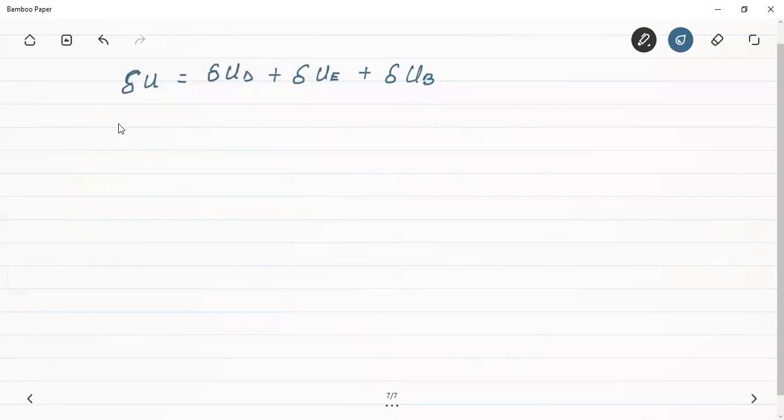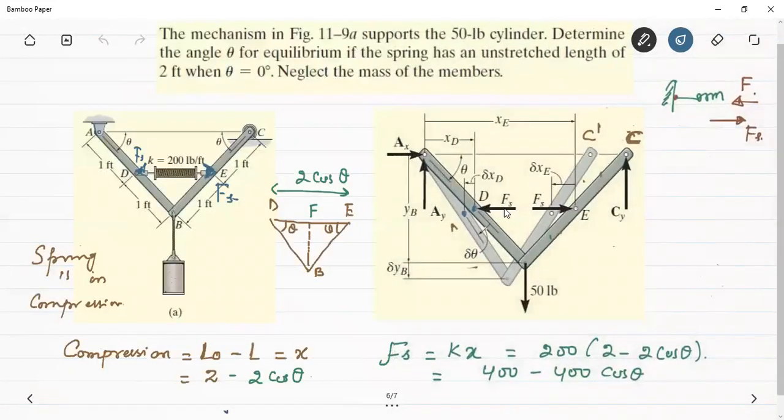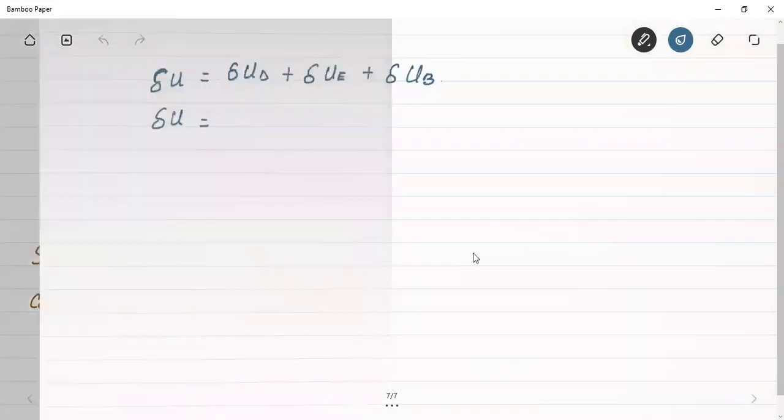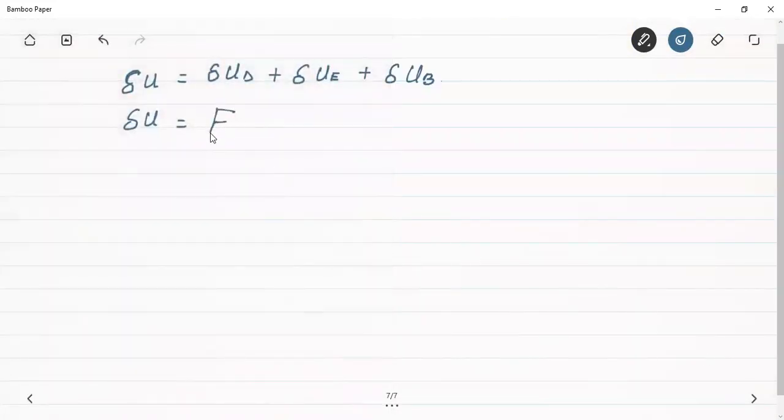We can also write their formulae. So the virtual work done at D will be equal to the spring force multiplied by delta xt, since the spring force is in the negative x direction and the displacement is also in the negative x direction. Plus, in the case of point E, the spring force was in the positive x direction, while the displacement was in the negative x direction. Therefore, the virtual work will be negative, so it is minus Fs into delta xE.